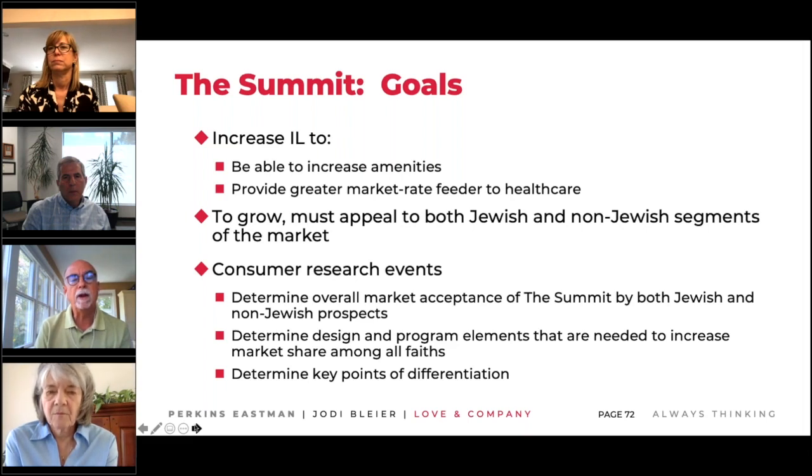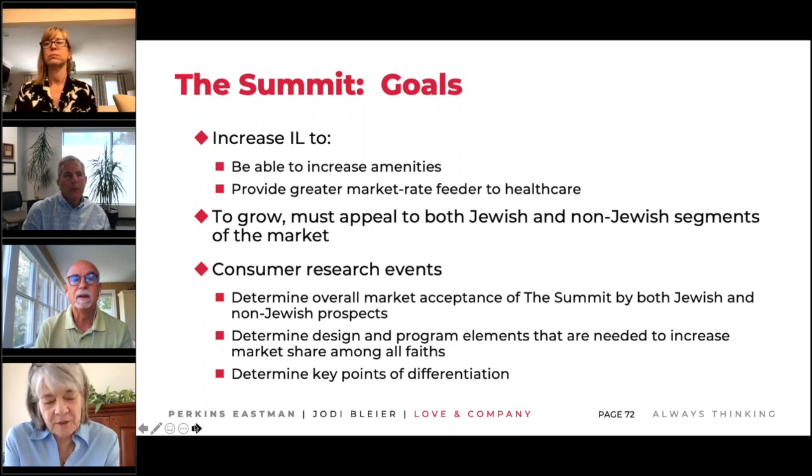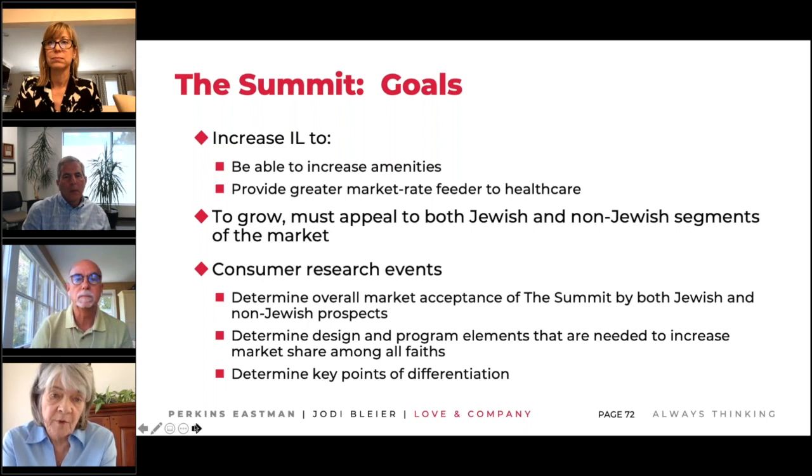So then Karen and team came in. And yeah, thank you, David. David got us in there, which we have been ever since delighted with. So we use what we call consumer research events with some key objectives to them, which were to determine the overall acceptance of the campus by both Jewish and non-Jewish populations.